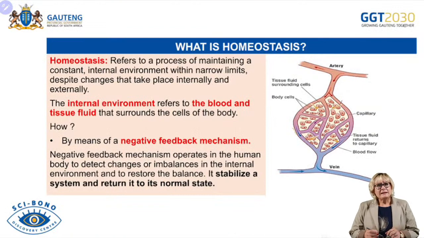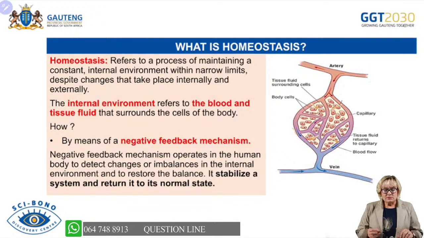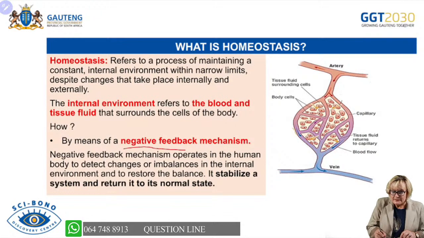First of all, what is homeostasis? Homeostasis refers to a process of maintaining a constant internal environment within narrow limits, despite changes that take place internally and externally. The internal environment refers to the blood and the tissue fluid that surrounds the cells of the body. And how is this done? By means of a negative feedback mechanism.